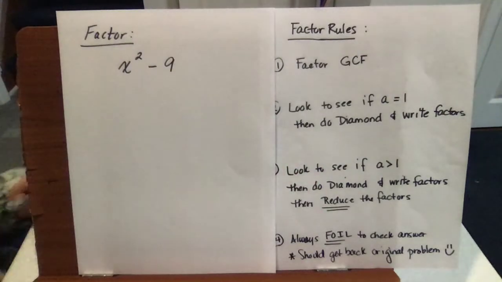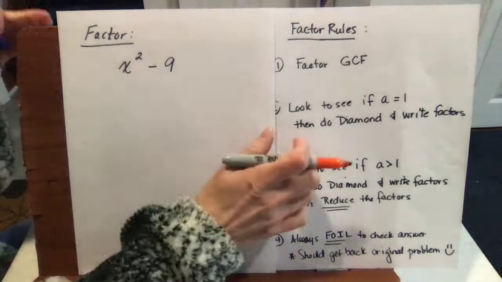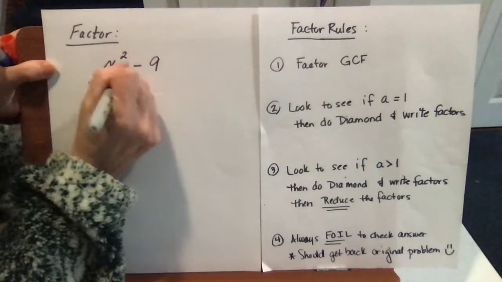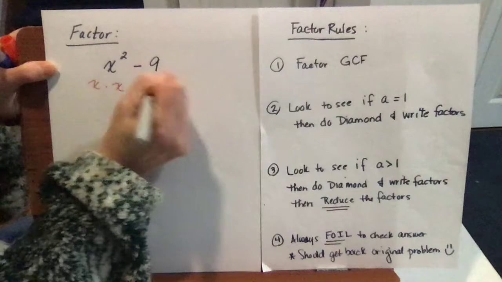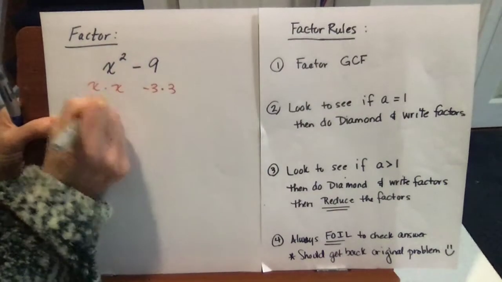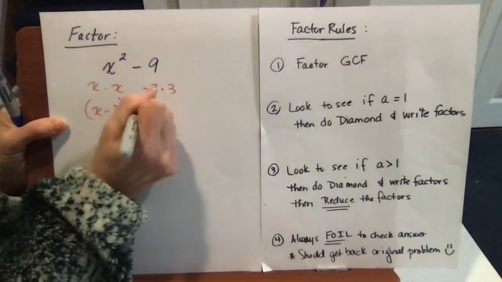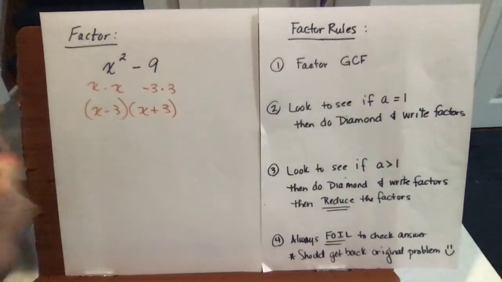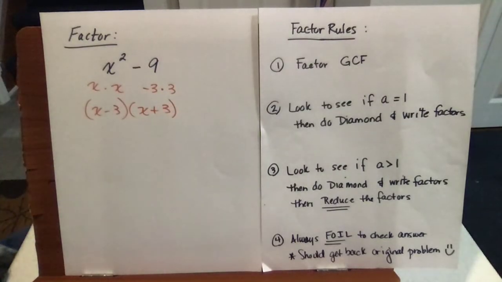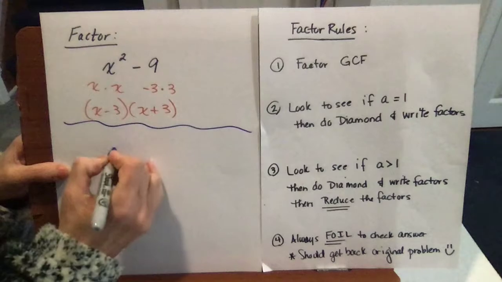X squared minus 9. Since we're on this, we can see it's a difference of squares. We just learned about it. So x times x, 3 times 3, one of them's minus or negative. So x minus 3, x plus 3. Or we don't recognize it, which is perfectly fine.